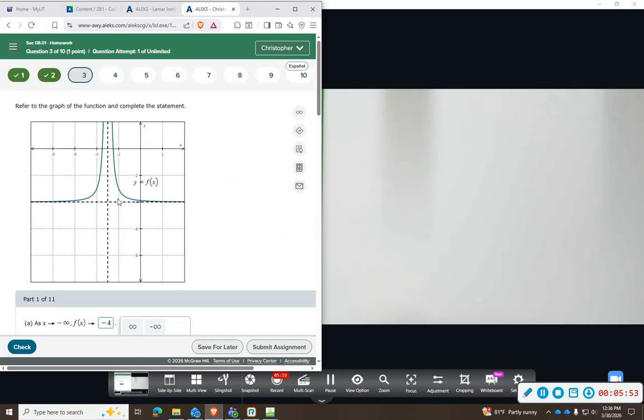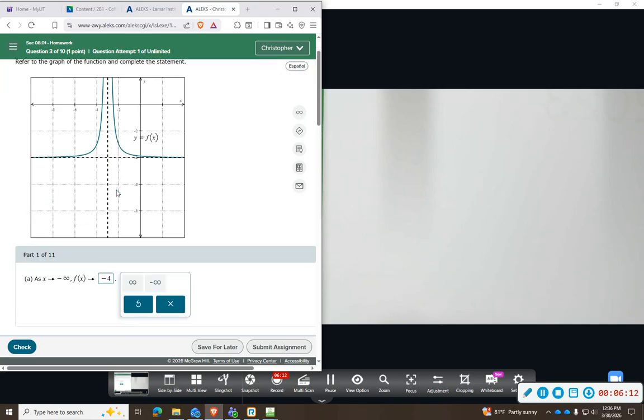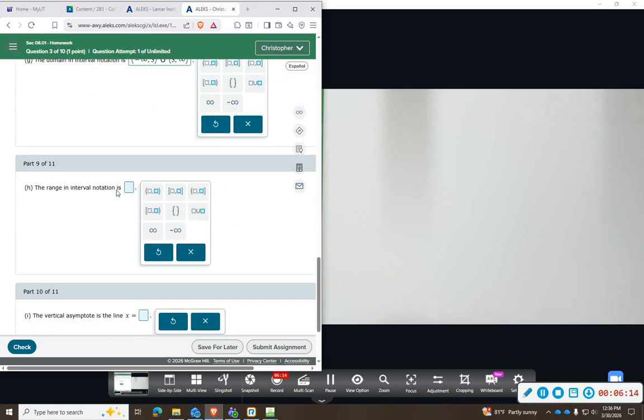The range, the y values. Okay, so if we look at this graph, how far down and up does this graph go? So the lowest value we get is -4 that we're getting close to, but then from there it goes up and up and up and up to infinity. So we're going to say the range, y direction, is going from -4 up to positive infinity. So my range, -4 up to positive infinity.